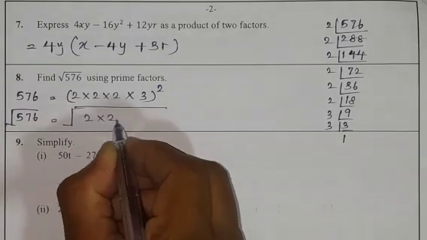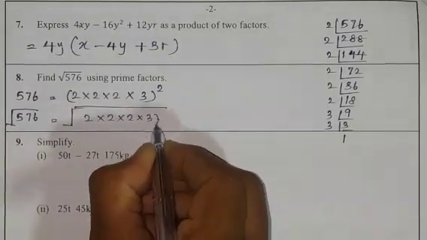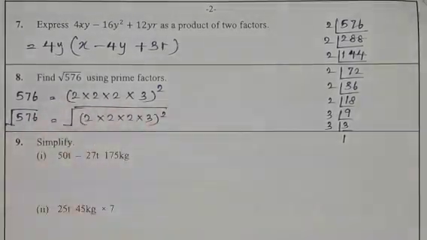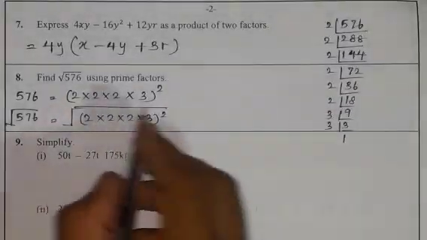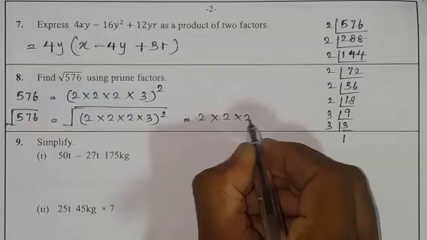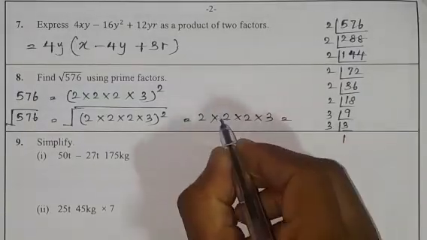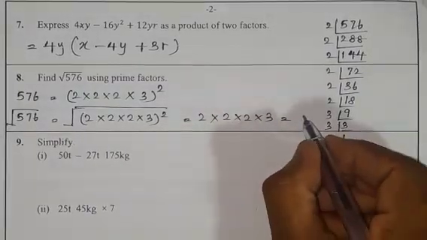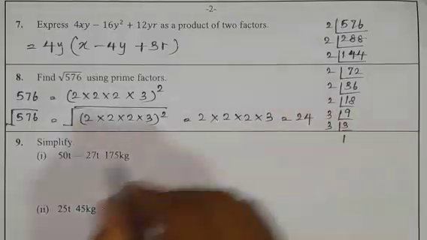2 times 2 times 2 times 3, the square of that. Then the square root and square can be removed. Then the answer is 2 times 2 times 2 times 3. What is the value here? 8 times 3, 24. 24 is the answer.